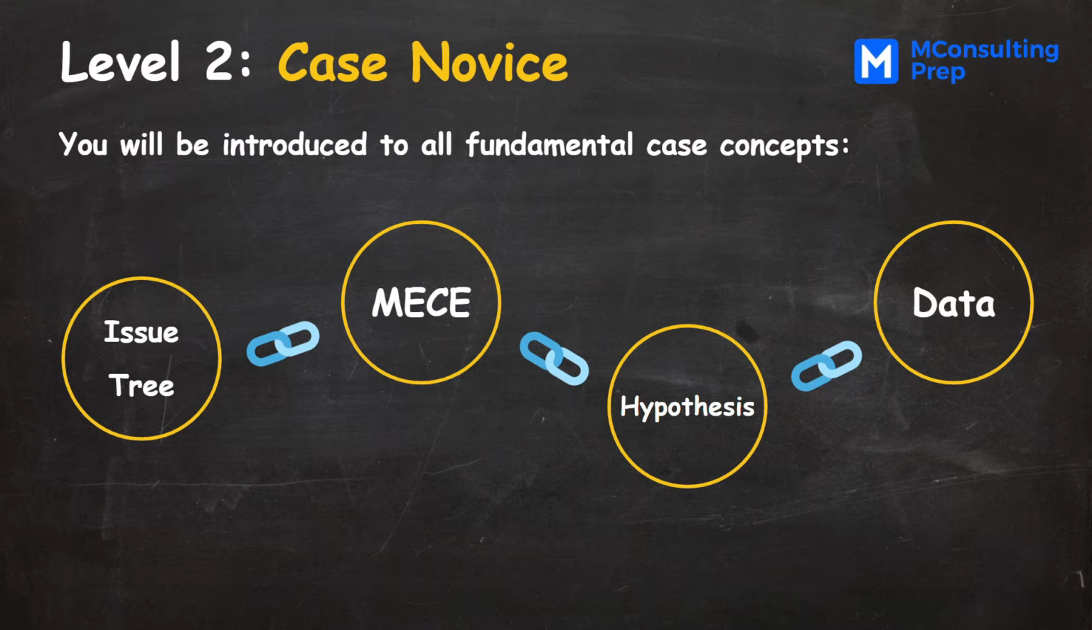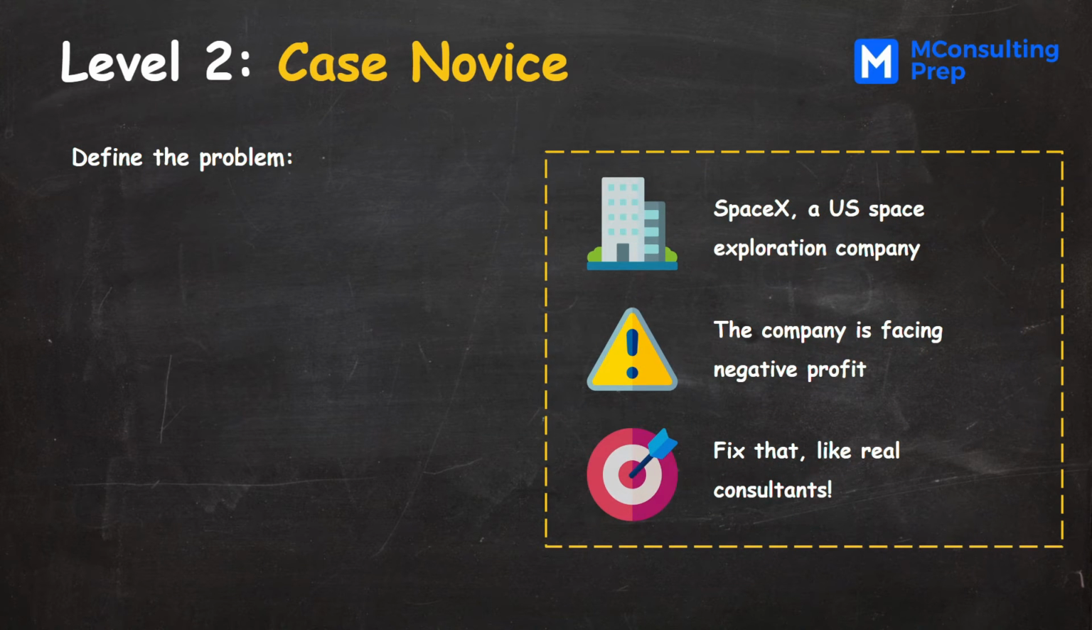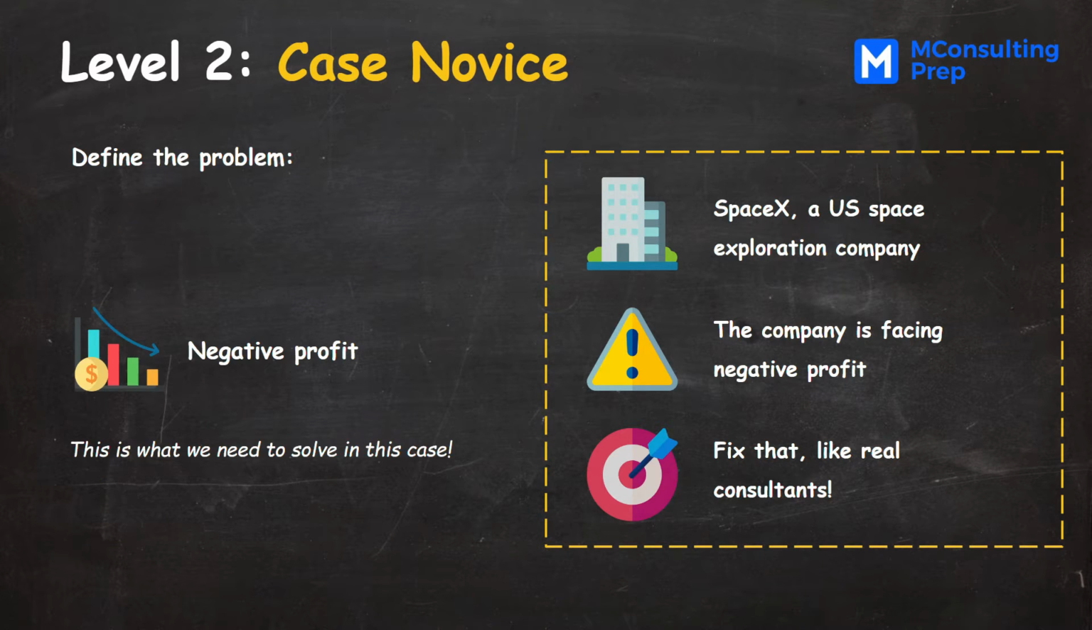The first part of any case solving is clearly defining the problem. Continuing with the above example, the client is SpaceX with a profit problem. Let's call it Problem X. So it's not poor cash management, not HR conflict, not resources scarcity. It's the negative profit that we need to solve.